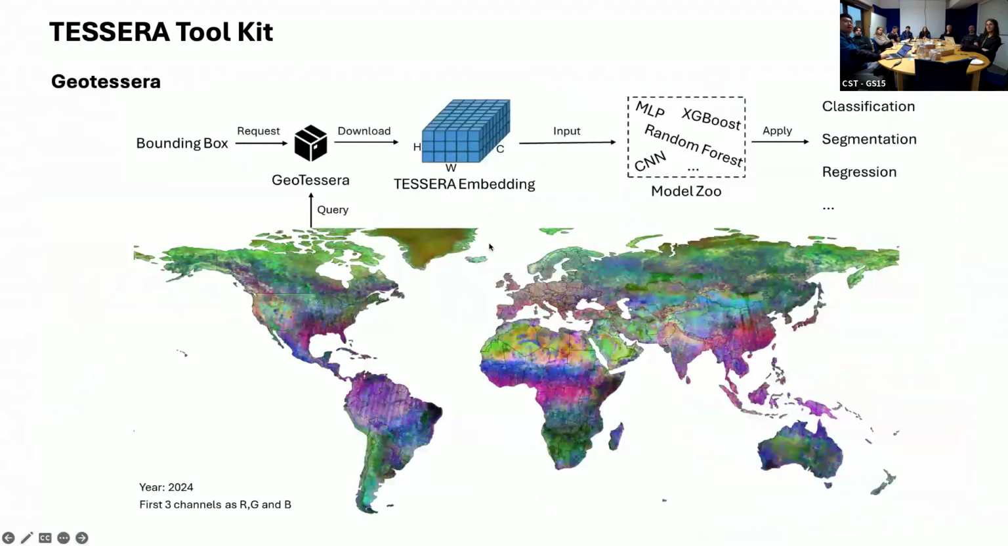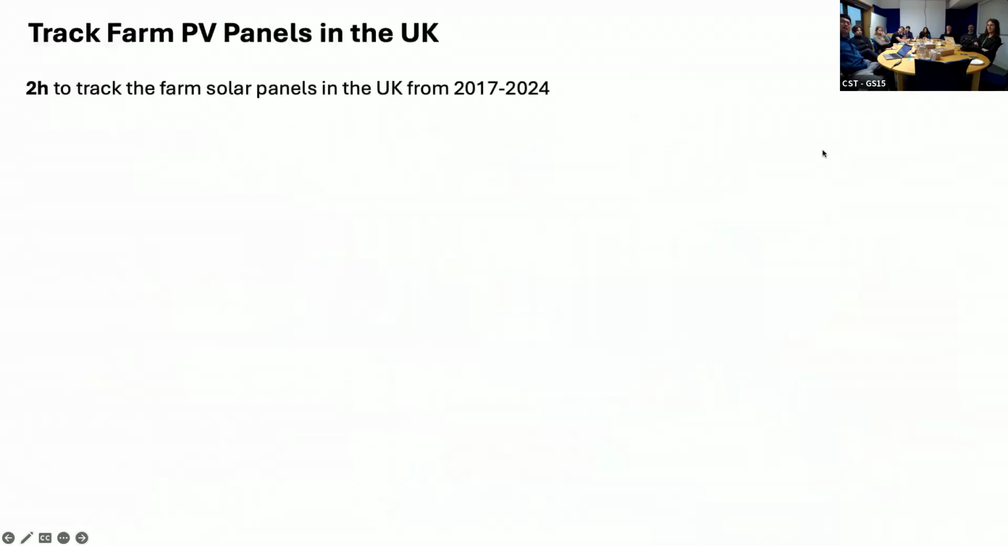So this is how GeoTessera works. Like I mentioned before, you specify the bounding box and the year. Then GeoTessera will query our embedding database, and you get this Tessera embedding, which is H by W by C. You input it into a very simple model, let's say an MLP or random forest, whatever. You can do any downstream task: classification, segmentation, regression, whatever.